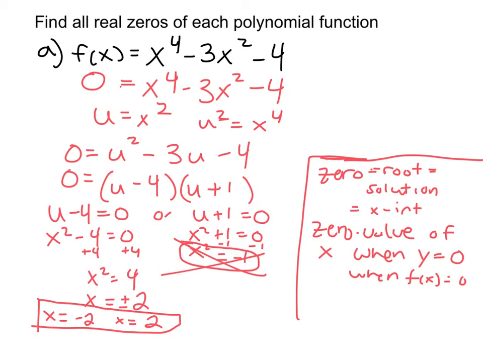Why does it say real zero actually? When I say real zero, what it's saying is that it's a real number. Technically I could have solved this and then had an imaginary number if I took the square root of negative 1. But we're talking about finding the real zeros, or the real numbers.